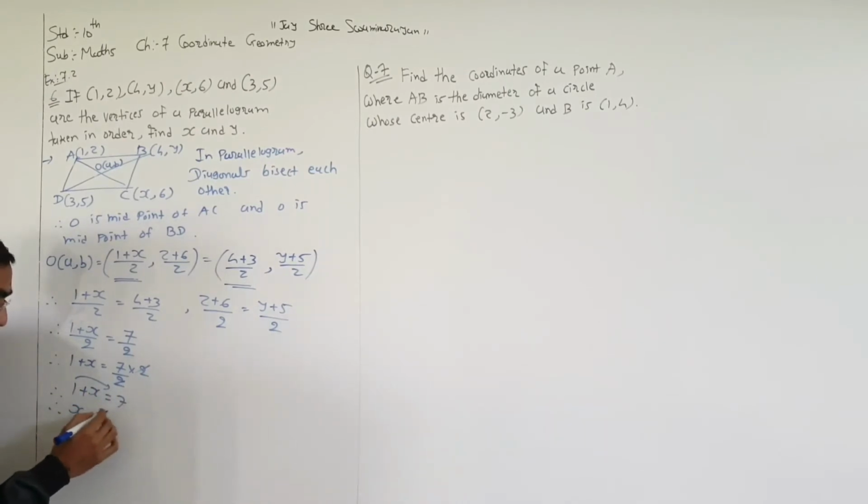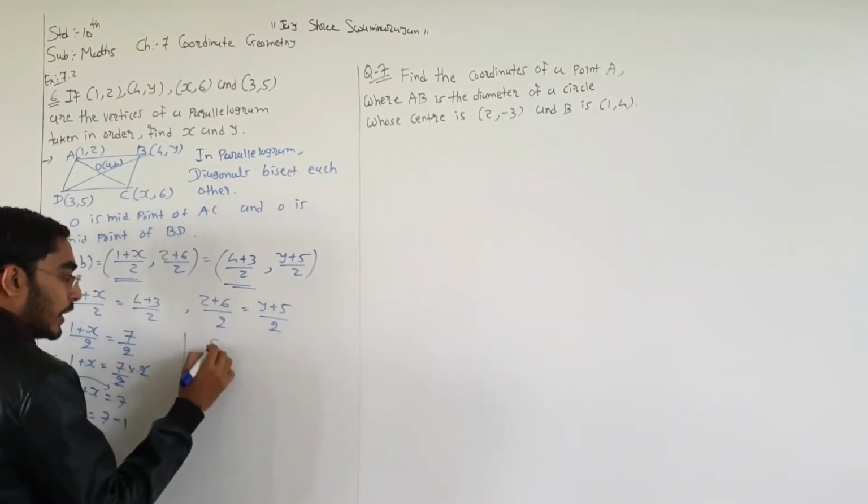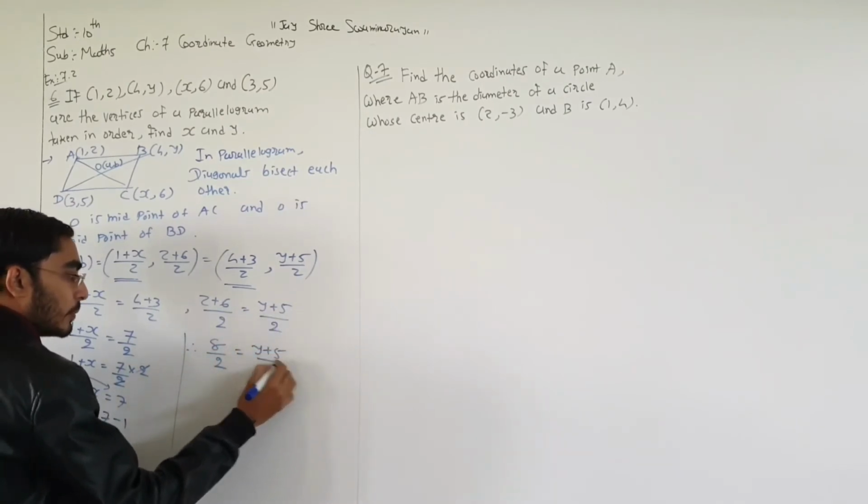So it becomes minus. Here we have 7. This plus 1 becomes minus 1, and 7 minus 1 is 6. So x is equal to 6. Okay. Now from here, (6 plus 2) is 8 by 2, y plus 5 by 2.